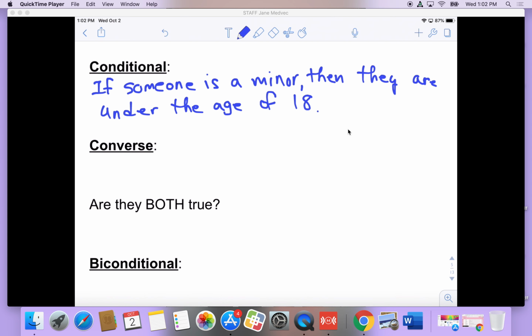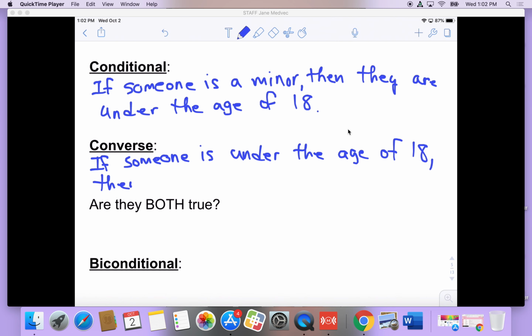The converse. If what? Someone. Yeah, we're going to grab someone again. If someone is under the age of 18, then what? Yes, they are a minor. Okay.